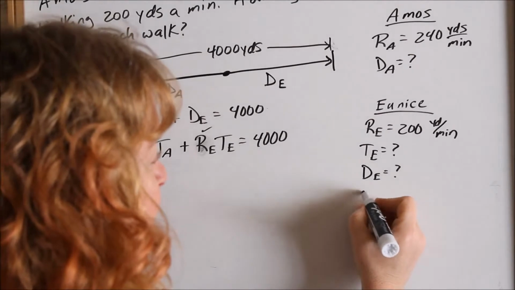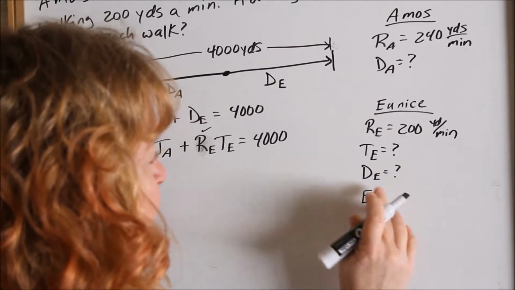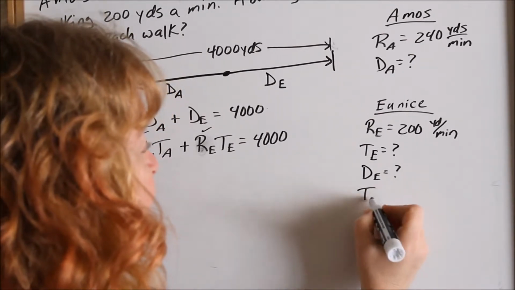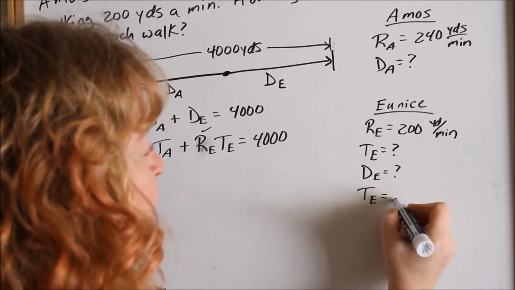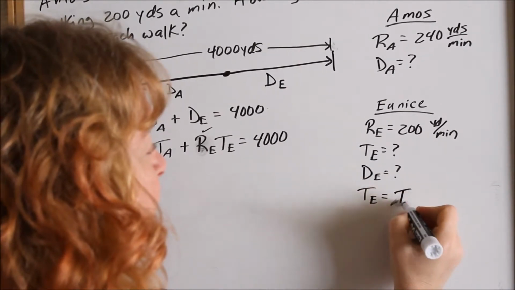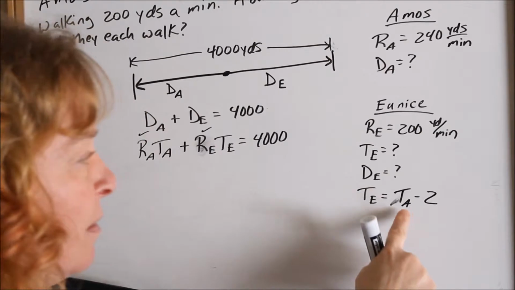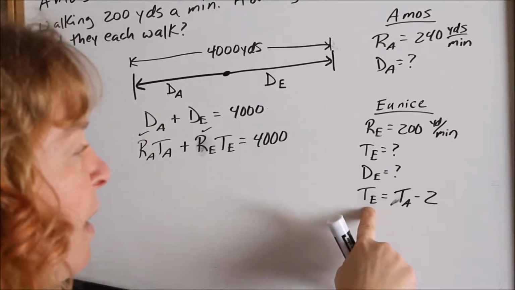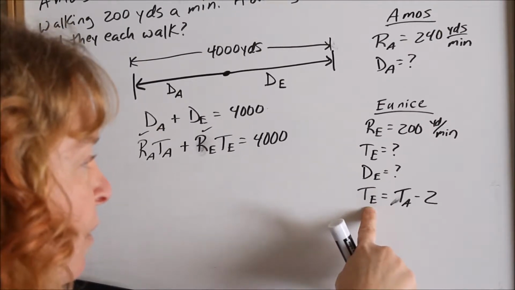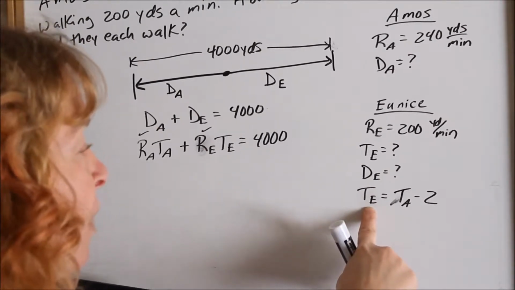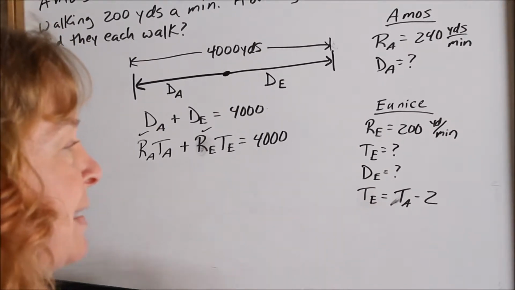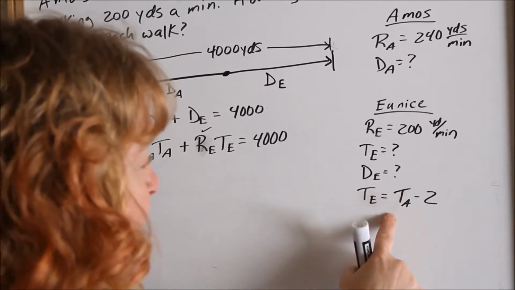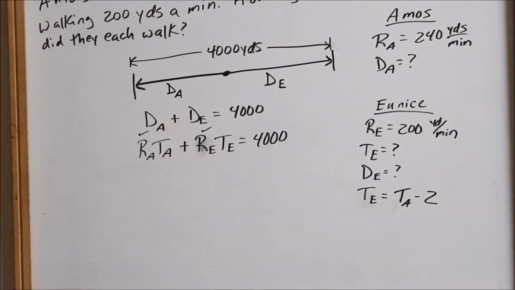So I can write this time for Eunice, that the time for Eunice, she walked 2 minutes less than Amos. So we could take Amos's time and subtract 2. That would make Eunice's time smaller. Eunice's time should be smaller because she left 2 minutes later. So you kind of have to think about that when they tell you the time, okay?